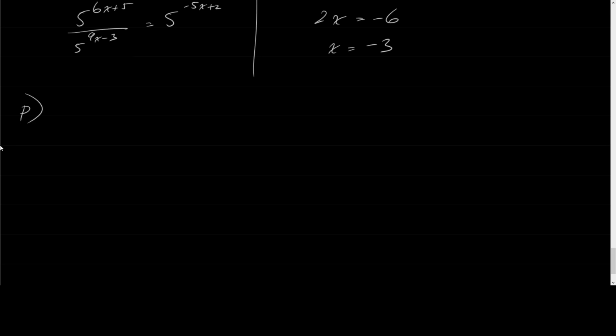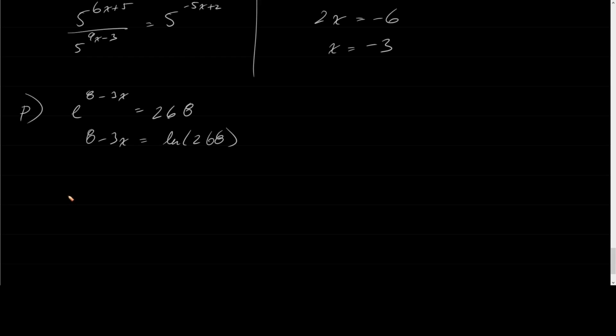P. Let's kick it up a notch. Let's say that I have e to the 8 minus 3x is equal to 268. All right. So in here, the very first thing I'm going to do is take ln of both sides. So I have 8 minus 3x is equal to ln of 268.